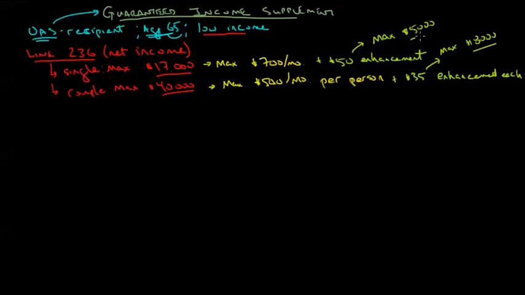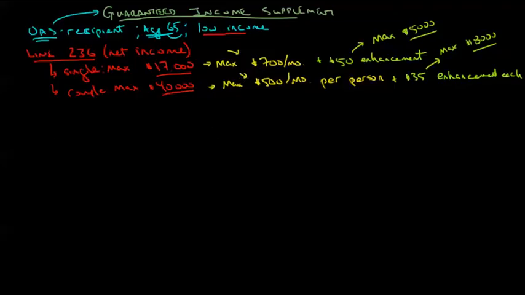And those amounts change again every quarter. And to see the exact amounts, you'd have to look at the OAS calculator, which is available on the Service Canada website. But this is fundamentally how this works. So what we're most concerned with and what's most likely to be tested around GIS is how do you get this $7,000 and how do you get this $500 a month.